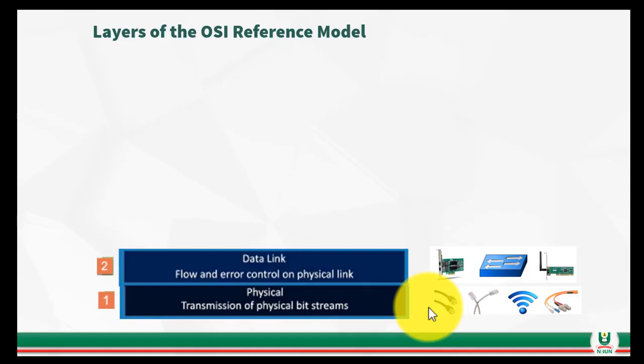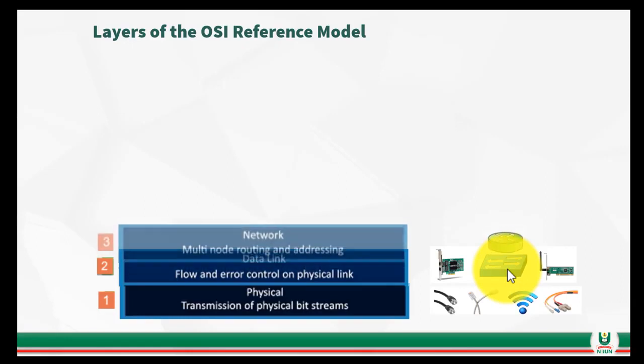For instance, it ensures that the data you have does not overwhelm a system. So there is flow and error control on that physical link. You have devices such as media access devices. Your switches are also in this layer. Your network interface card is a layer 2. All these are layer 2 devices.